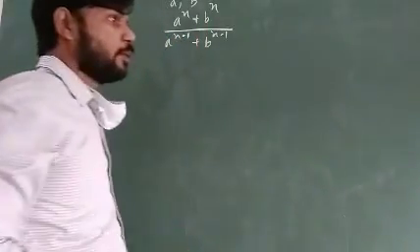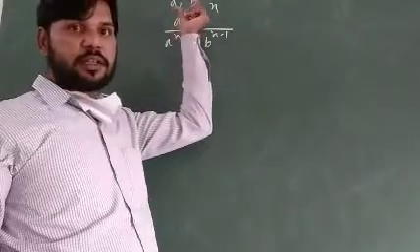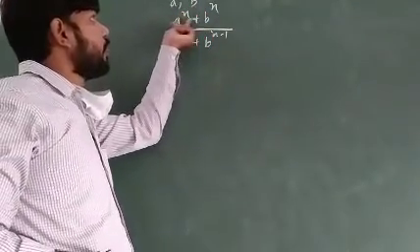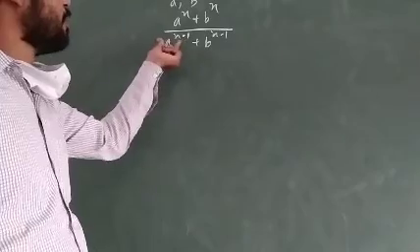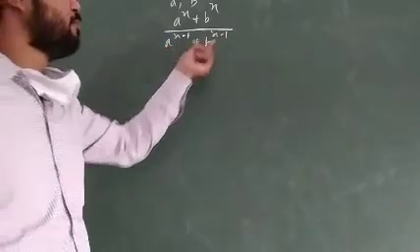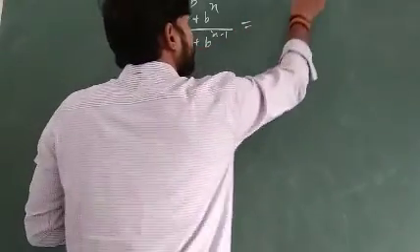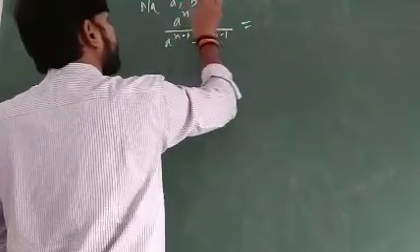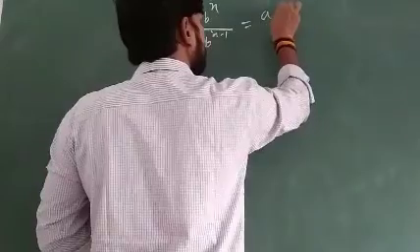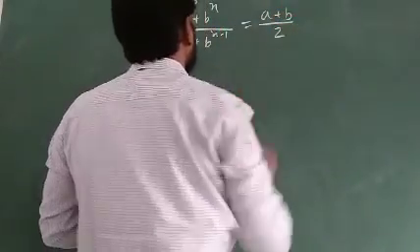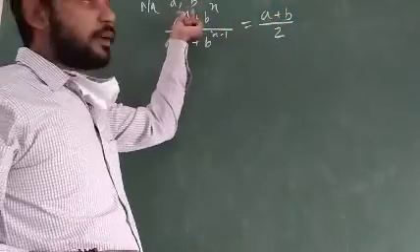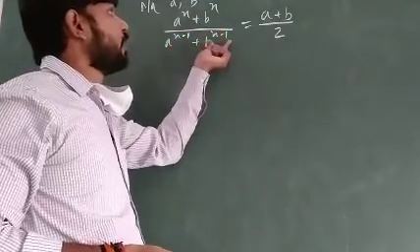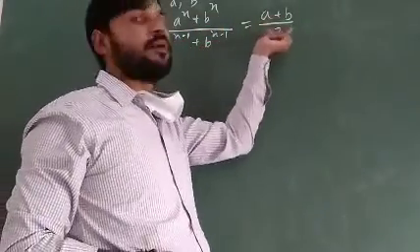It is given that A and B are two numbers, and the arithmetic mean of these two numbers is equal to (A power n plus B power n) upon (A power n minus 1 plus B power n minus 1). Then you have to find the value of n. According to the question, the arithmetic mean of these numbers will be (A plus B) by 2, and that is equal to (A power n plus B power n) upon (A power n minus 1 plus B power n minus 1).